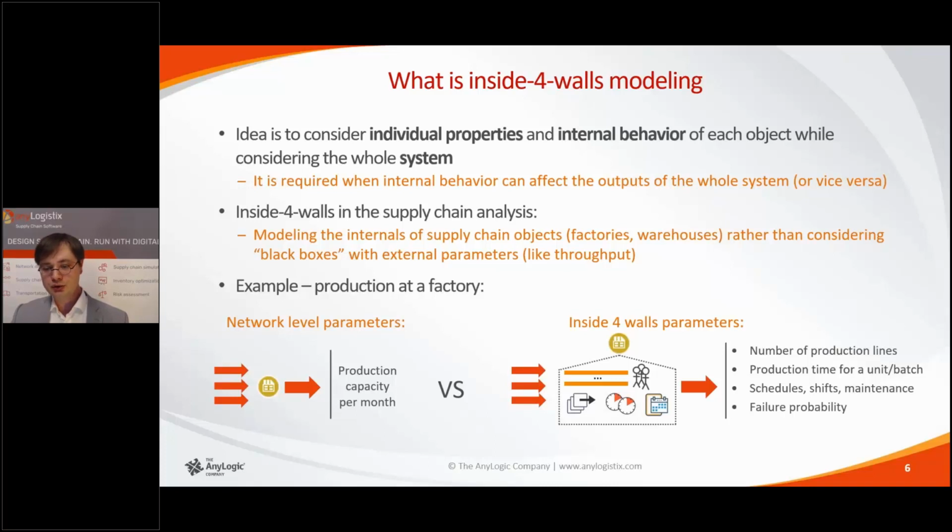But if we go to Inside-4-Walls modeling, we replace this production capacity with the number of production lines, production time for each unit or a batch if it's batch production. We should consider schedules, shifts, maintenance, probability of a failure during production, and so on. And if we can model the internals of the factory, of the production process, then we actually have Inside-4-Walls modeling.